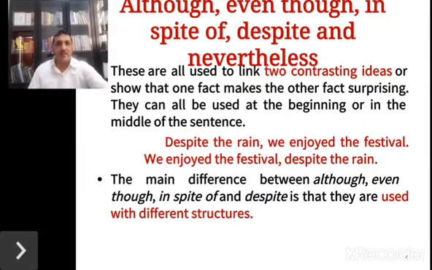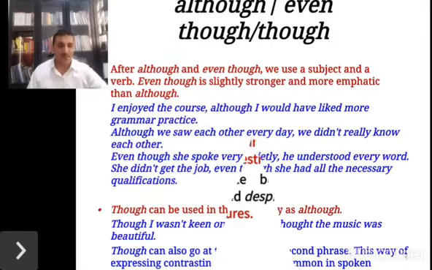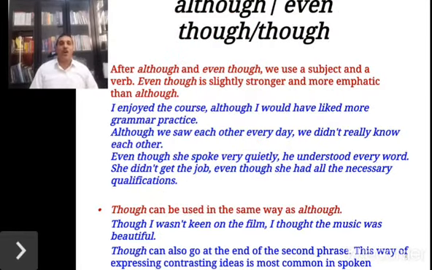Okay, great. Let us see the second point. Here, although, even though, and though. Particularly the last one, though, it is common to be used in spoken English. But although and even though, they can be interchangeable. And they have only a slight difference. Even though is slightly stronger or more formal or more emphatic than although. So it is more common than although to be used in written English.